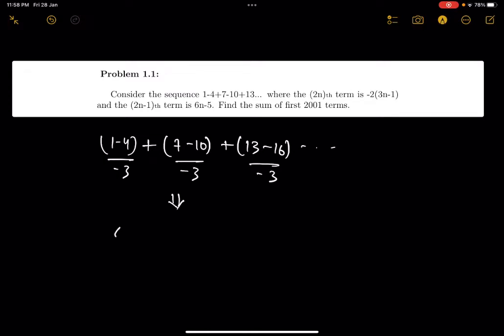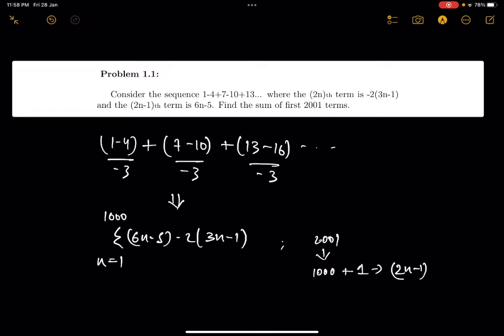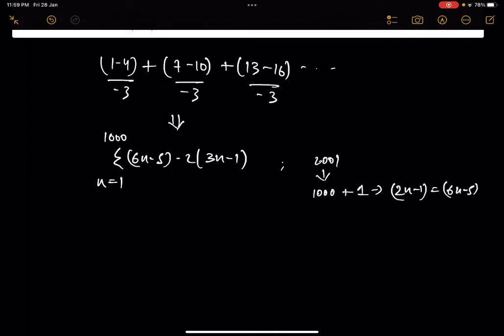So we can compile it up into 6n minus 5 minus 2 times 3n minus 1, where n belongs to 1 to 1000. Why 1000? As we have a total of 2001 terms, if we pair them up, we will get a total of 1000 pairs plus one odd term, and that term will be of 2n minus 1 type, that is 6n minus 5. And here 2n minus 1 will be 2001 and n equal to 1001. So here we have 6n minus 5 equal to 6001. So we will add this up later.